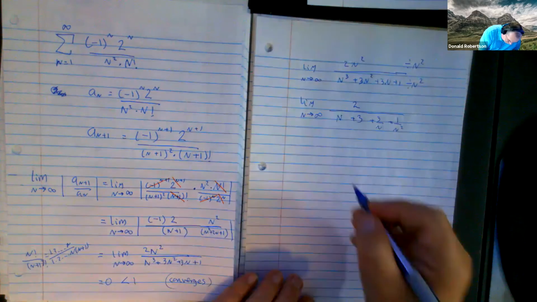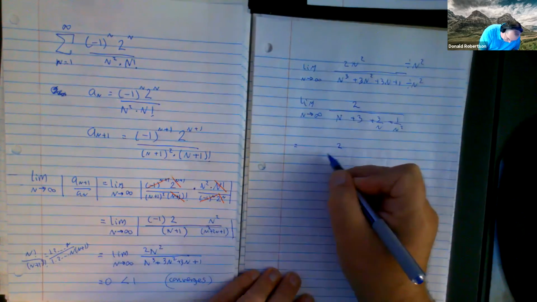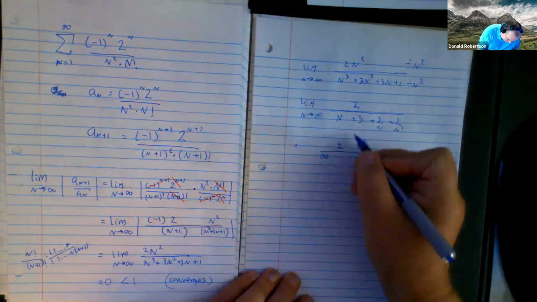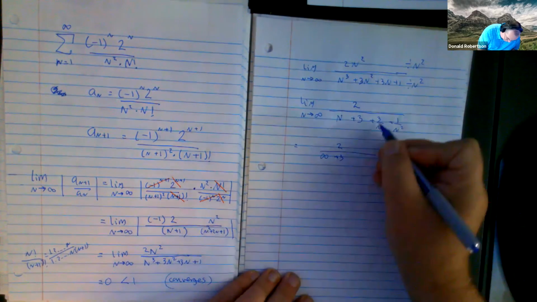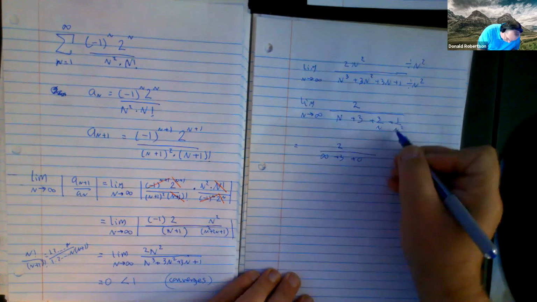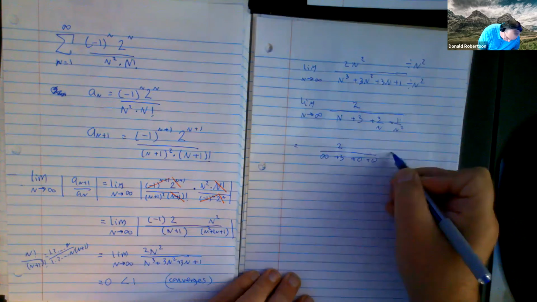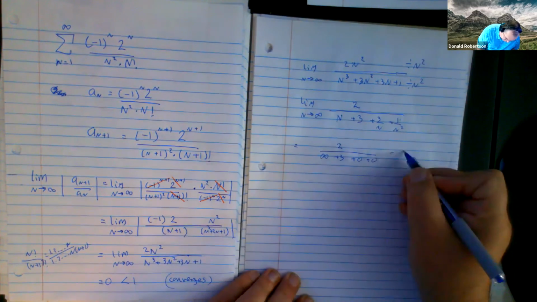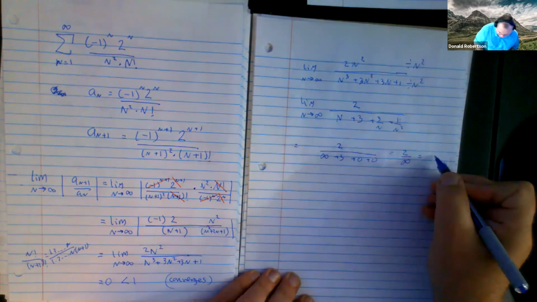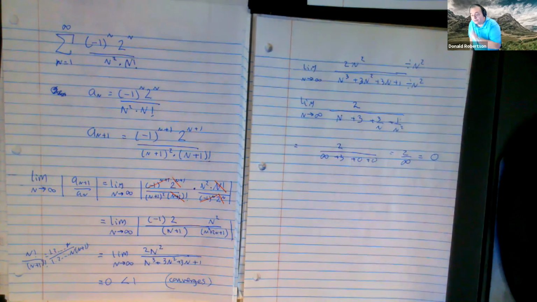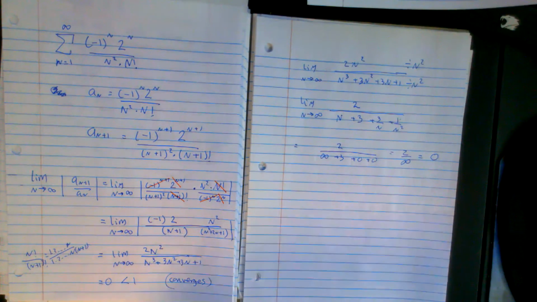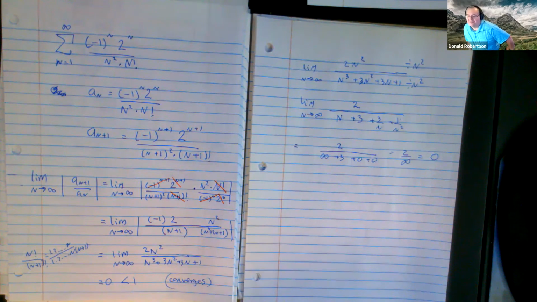And then when you do brute force, you get 3 over infinity is 0. 1 over infinity is 0. 2 over infinity plus 3 is still 3, and 2 over infinity gets me 0, and the limit is 0. Oh, I get it. I thought you said divide by n squared and then do L'Hopital's twice. No, or do L'Hopital's twice.